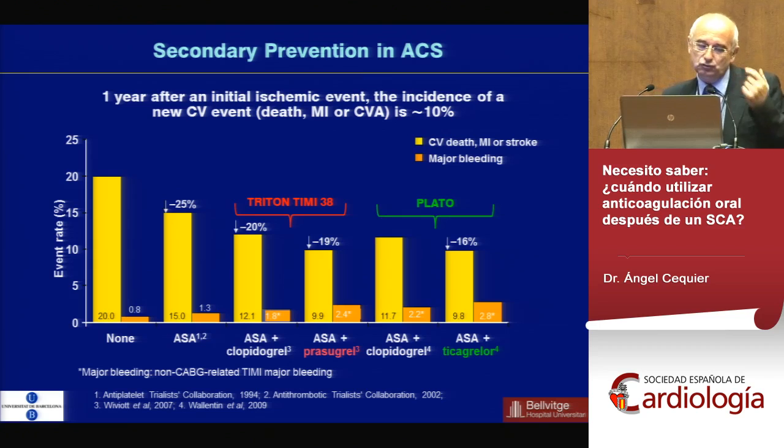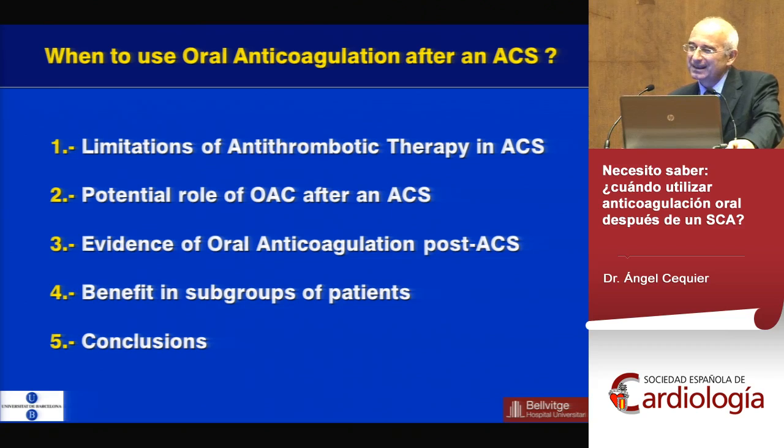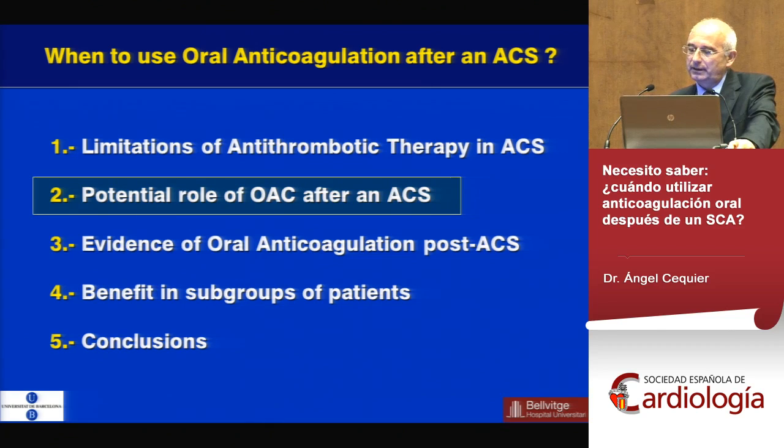Esto quiere decir que de sus pacientes con síndromes coronarios agudos que identifican correctamente, los estratifican, les aplican una estrategia invasiva y son sometidos a un tratamiento antitrombótico potente durante el seguimiento, uno de cada 10 pacientes al cabo de un año habrá fallecido o habrá presentado un infarto agudo de miocardio o un accidente cerebrovascular. Por tanto, es posible que en el escenario después de un síndrome coronario agudo, una estrategia antitrombótica más potente por los anticoagulantes orales podía tener una teórica justificación.